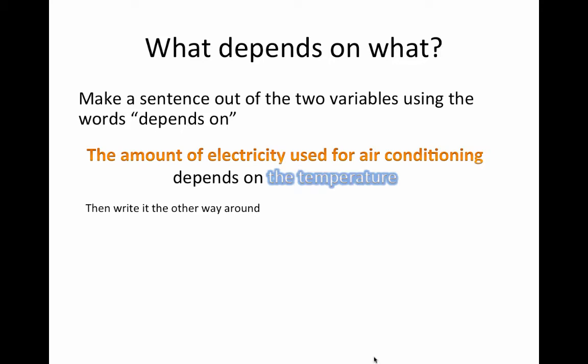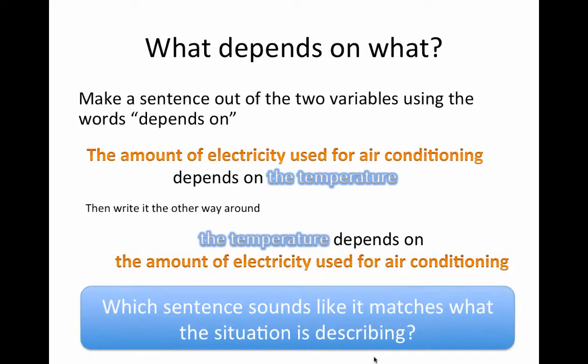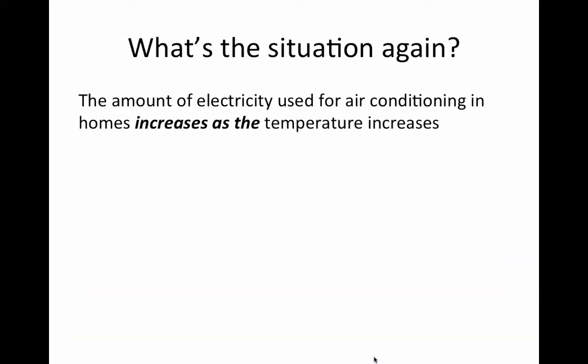Now write it the other way around. The temperature depends on the amount of electricity used for air conditioning. Guess what? These are different statements, but they both kind of make sense. So we have to understand which sentence sounds like it matches what the situation is describing. Let's go back to the original situation. I've copied it here, except that I bolded the part which says increases as the.